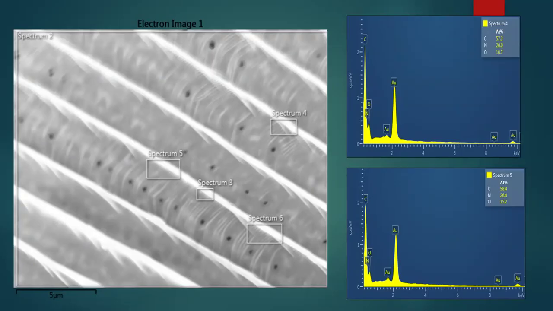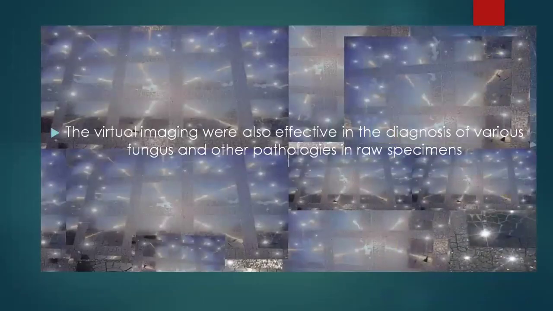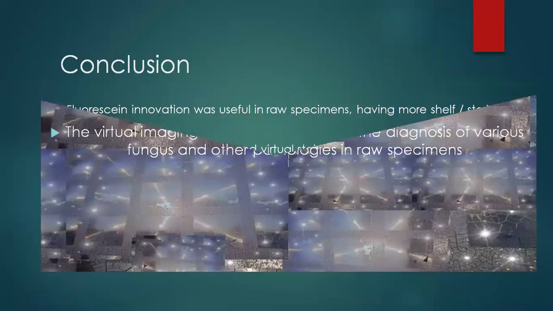Now, why this chitin may be one of the reasons for inciting such an inflammation to the eye in the form of an acute inflammatory response in the conjunctiva or a keratitis. Later on, it can stimulate TLR2 and TH2 to produce a delayed hypersensitivity reaction. So in a nutshell, virtual imaging was effective in the diagnosis of fungus and other pathologies in raw specimens.